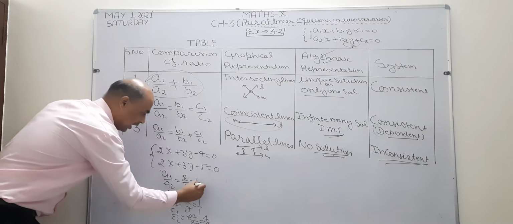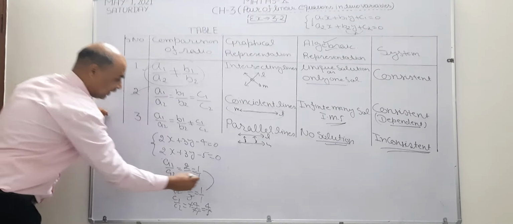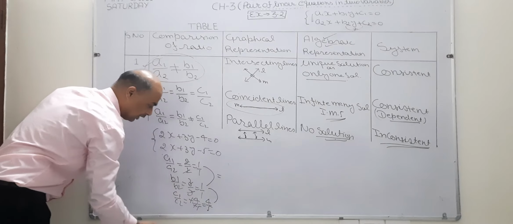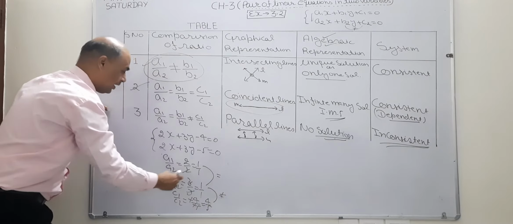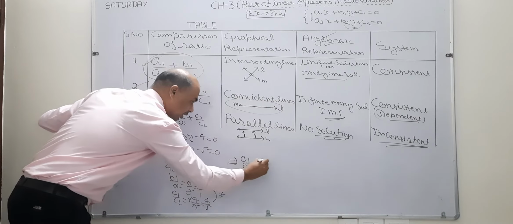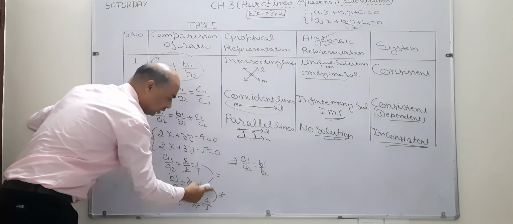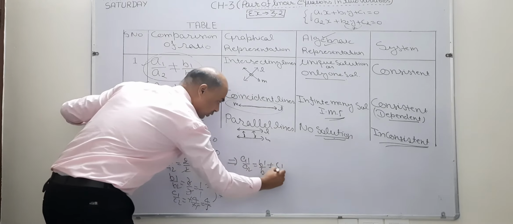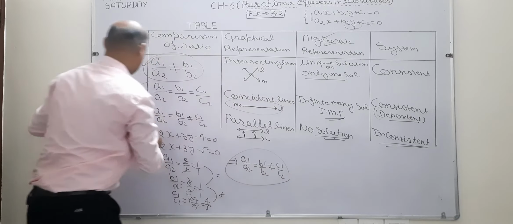Now see, are these two equal? Yes, these two are equal. Are these two ratios equal? No, these two ratios are not equal. What is the meaning? This implies A1 by A2 is equal to B1 by B2 but not equal to C1 by C2. Okay, this is the third case.